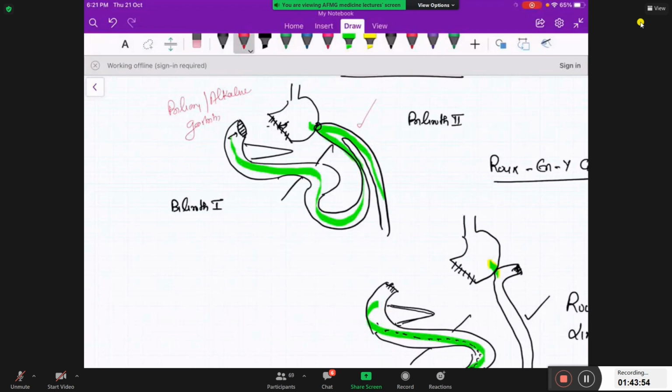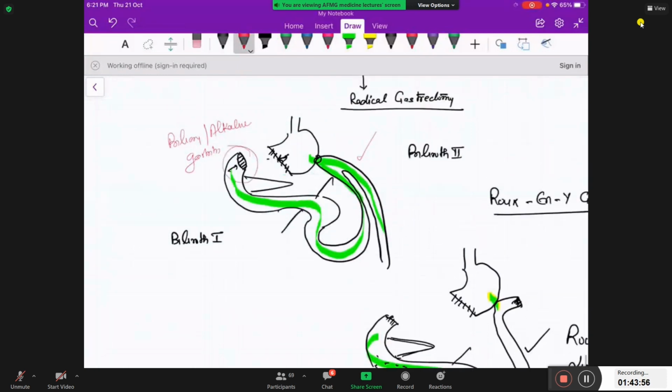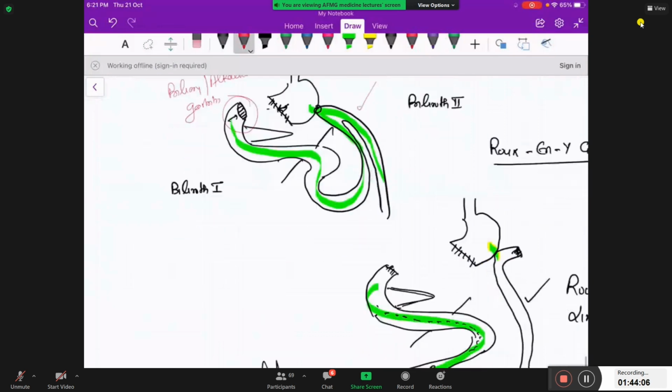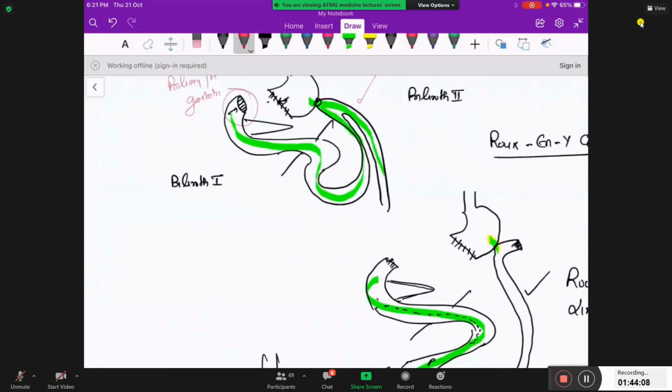Billroth 1 doesn't have a stump of duodenum there because you have an anastomosis, right? In Billroth 2 and Roux-en-Y procedure, we have a duodenal stump. Now, once we remove part of the stomach, see, stomach is not a vestigial organ that you can remove. So, when you have removed a part of the stomach, you have done a gastrectomy. After that, you may anastomose it by Billroth 2 or by Roux-en-Y.